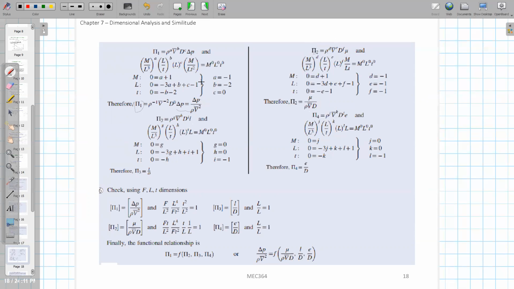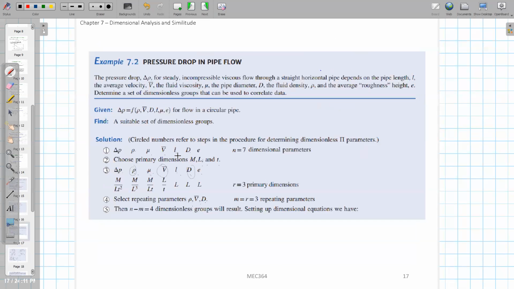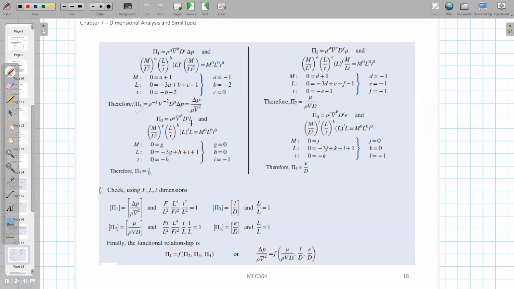And again, using the third primary parameter L, the pipe length, you substitute L here. Again, you find what pi 3 will be: simply L over D, length over diameter. And the last one is the roughness E. Put the roughness E here, and you can find that the last dimensionless parameter is E over D. So you find pi 1, pi 2, pi 3, pi 4. Step 6 is to do the verification to make sure that pi 1, pi 2, pi 3, pi 4 are dimensionless.